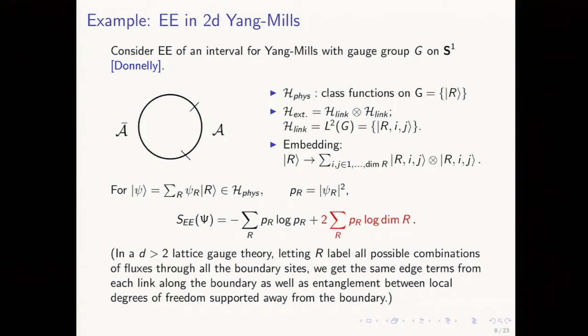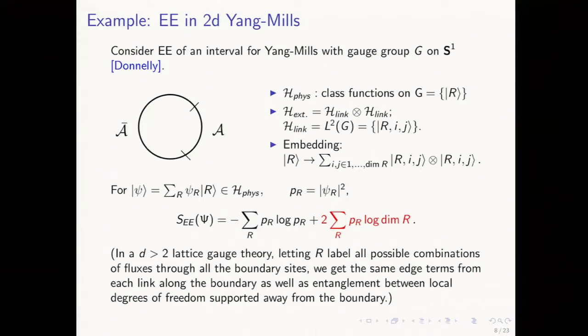A convenient basis on the group manifold is provided by matrix elements of the various representations of the group. So, at a formal level, the way you embed the physical Hilbert space in the extended Hilbert space is you just apply the definition of the character as the trace over the diagonal group elements twice. So that explains how you do this embedding.